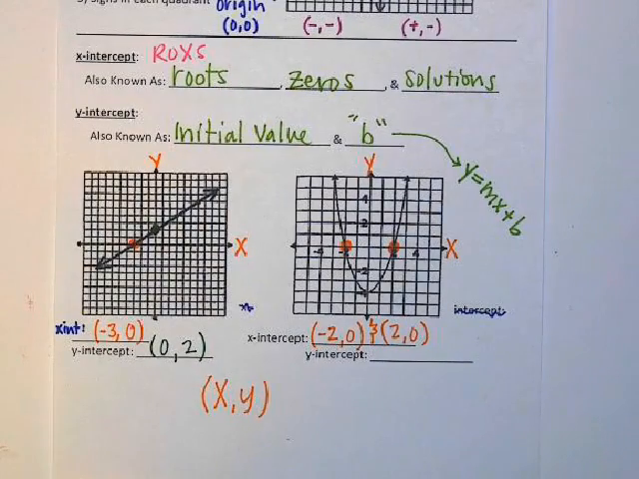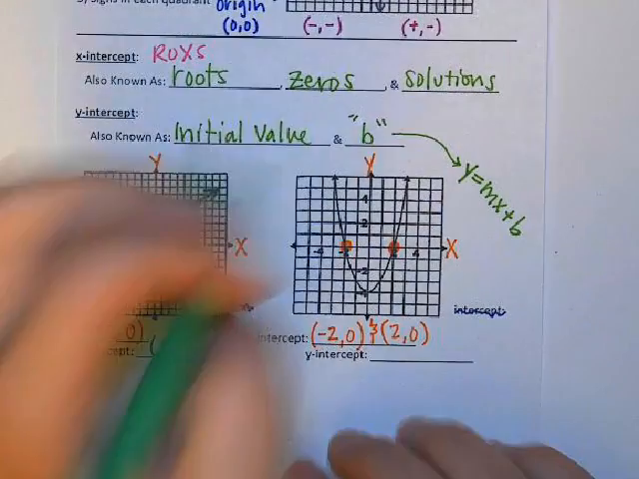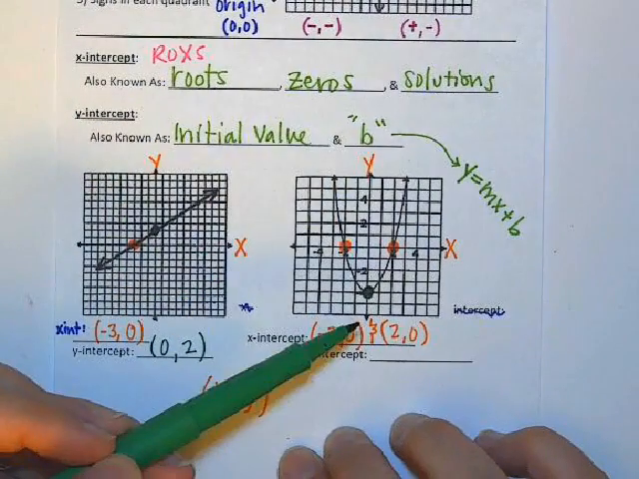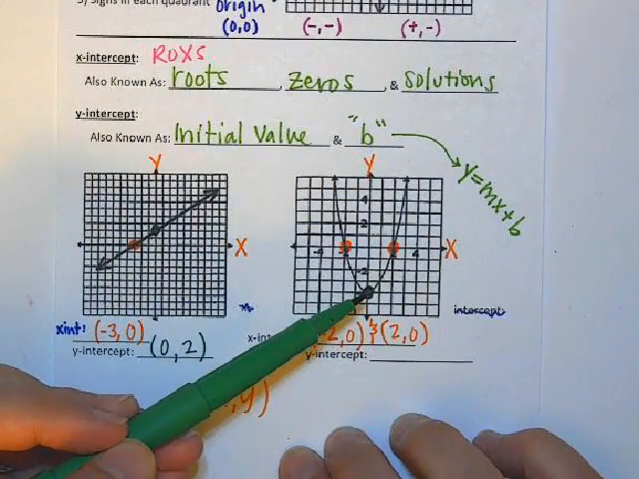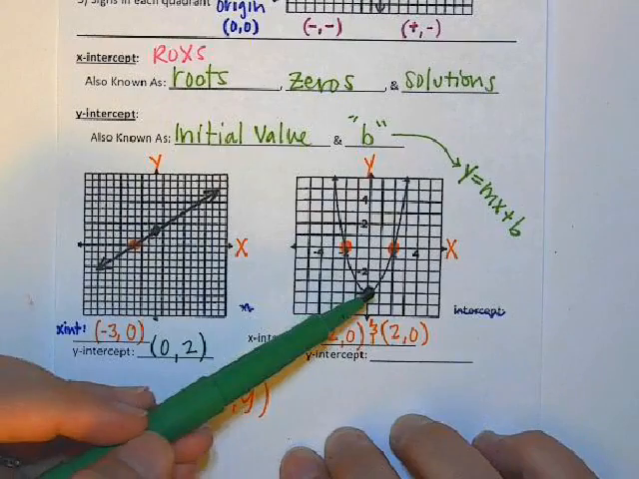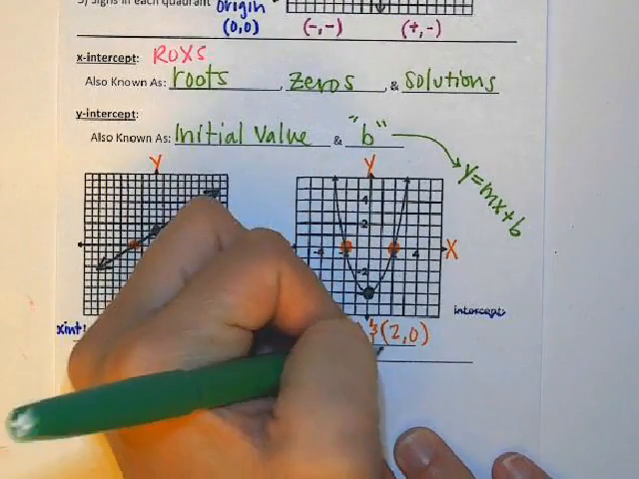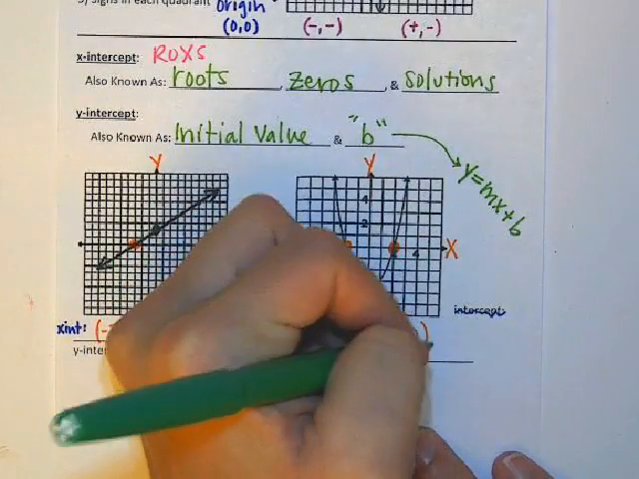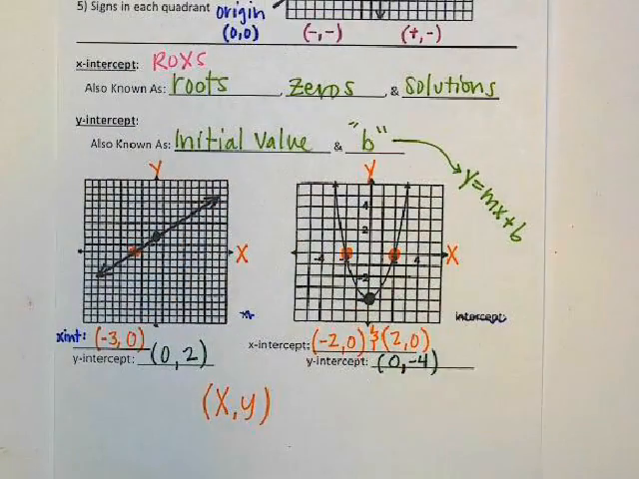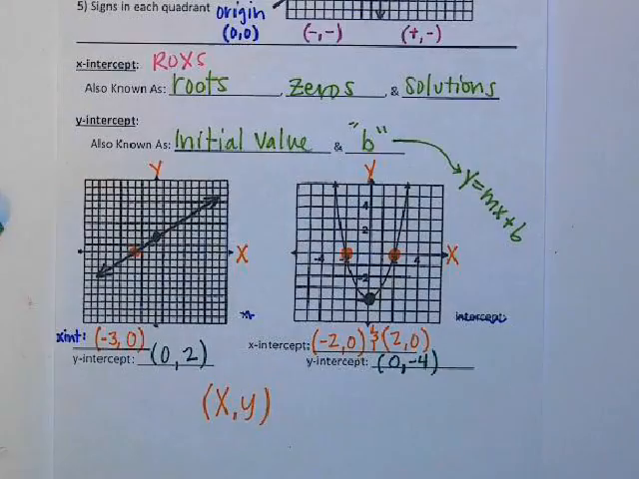Okay, my y-intercept. Where does it cross the y-axis? Here. 0, negative 4. Now I'm talking about the y. So this number is going to go where? In the y spot of the ordered pair. Okay, right, so this is negative 4, so that would be negative 4 in the y spot, and then 0 in the other one. Any questions? No.